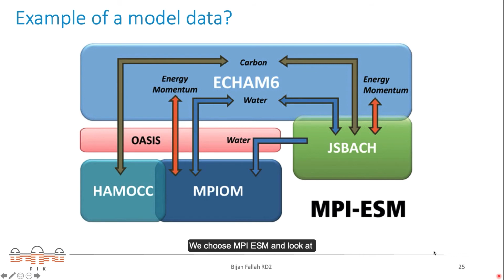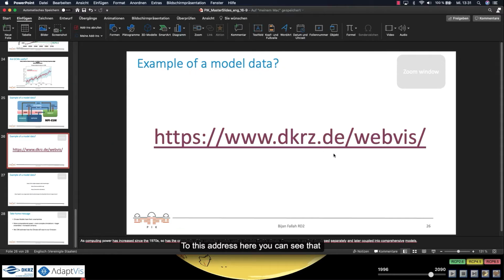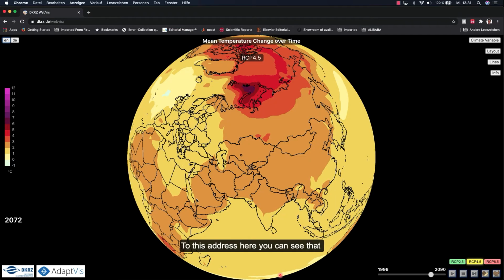As an example, we choose the Max Planck Institute Earth System Model and look at the output of the model. We select 2 different variables, near surface temperature and the precipitation. For that, we can use a very nice example of model visualization. Go to this address here, you can see that. It's a tool conducted by the German Climate Computing Center, DKRZ, and AdaptViz, which is a startup here in Germany doing scientific mapping.